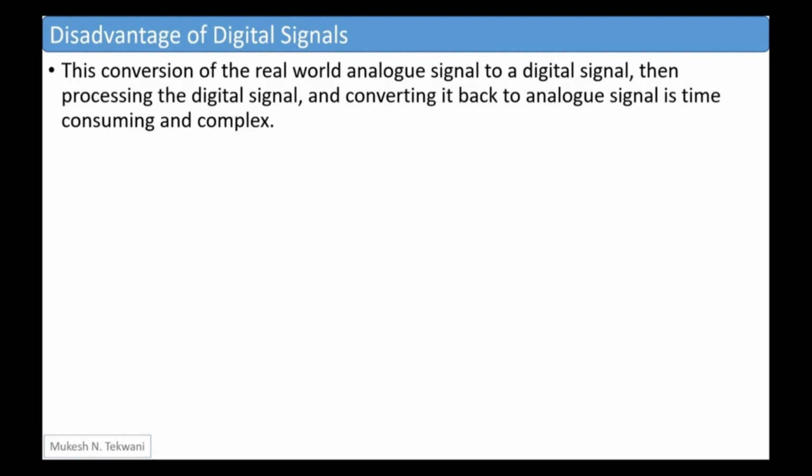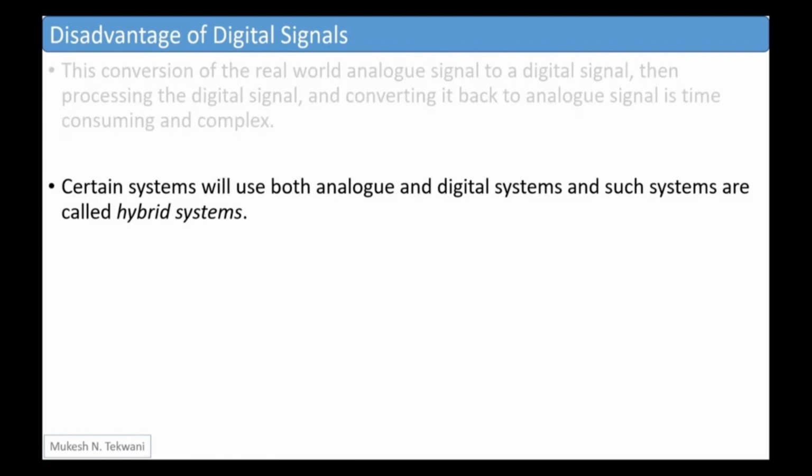So what are the disadvantages of digital signals? The conversion of the real world analog signal to a digital signal, and then processing that digital signal and converting it back into analog, is time consuming. Certain systems that we use will have both analog and digital systems, and such systems are called hybrid systems. So we have seen what are the advantages and disadvantages of digital signals.